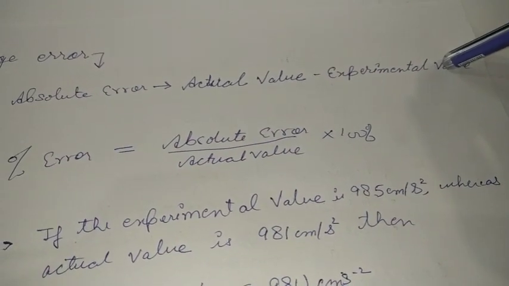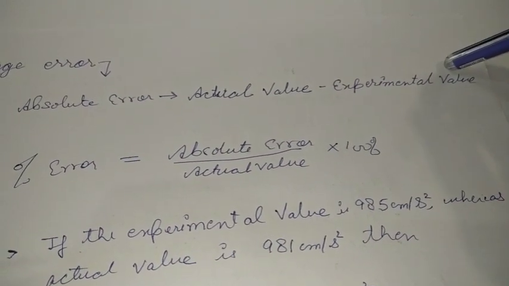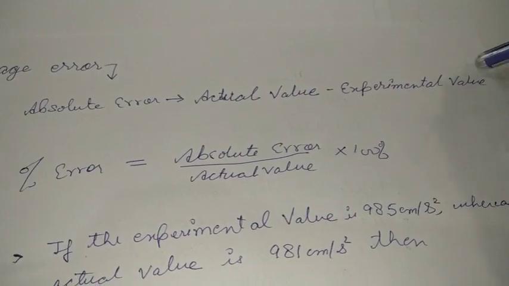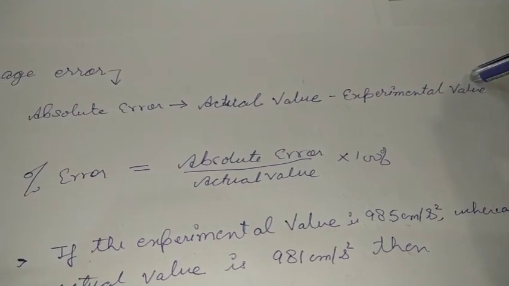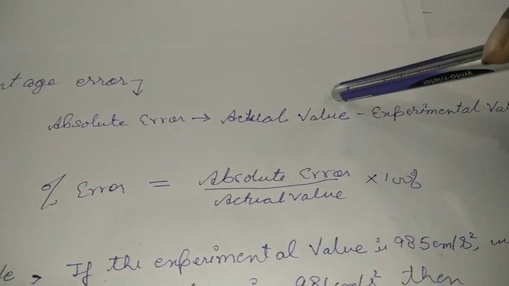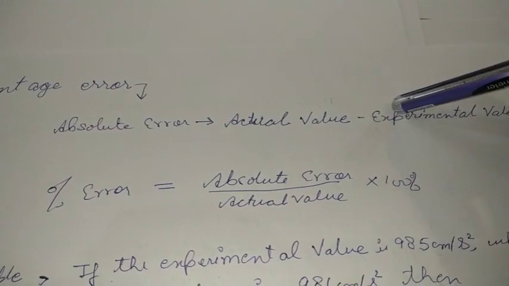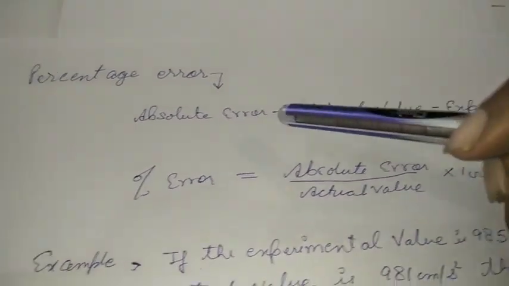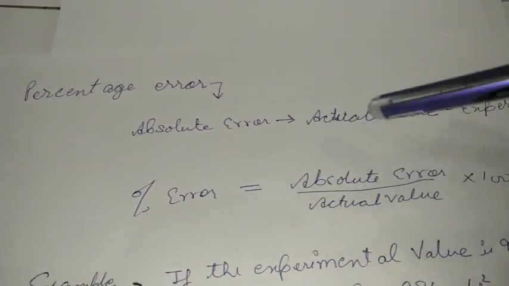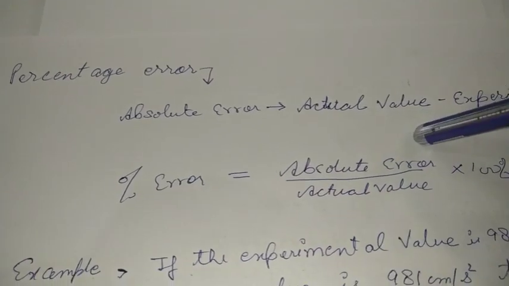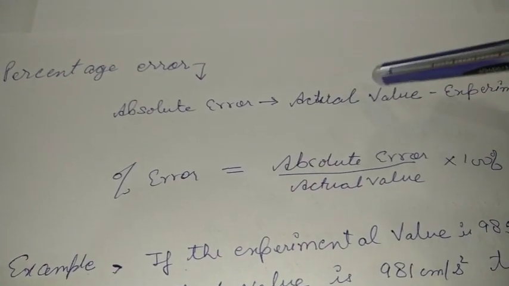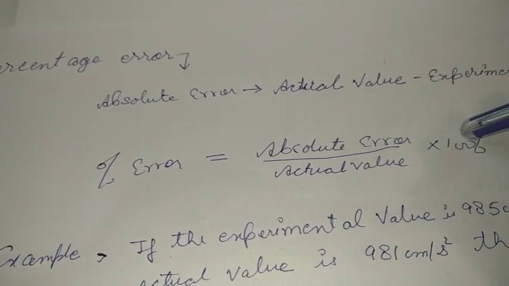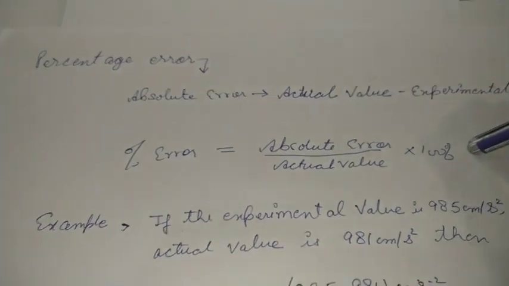That means after performing the experiment you came to a particular conclusion that this value is the answer, but that is not exactly the actual value. So the difference between them gives us the absolute error. In terms of percentage, it is the difference between them, that is the absolute error, upon the actual value. We will always take the actual value, into 100%, and that gives us the percentage error.